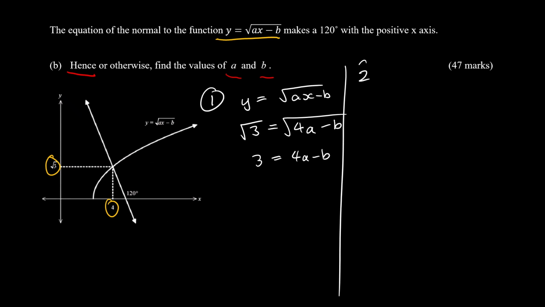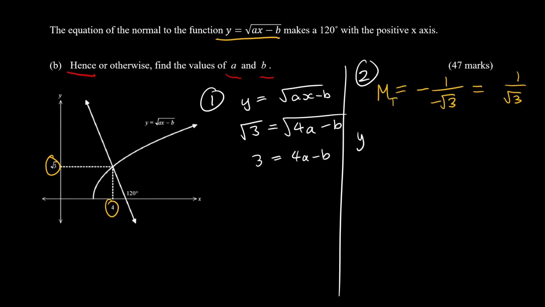For the second equation, we need to consider our answer from the previous question, which was the gradient of the normal. Now, how do we find the gradient of a tangent from the gradient of a normal? That's pretty simple. It's just a negative reciprocal. So that would be negative 1 over negative square root of 3, which is 1 over square root of 3, which is our gradient of tangent.